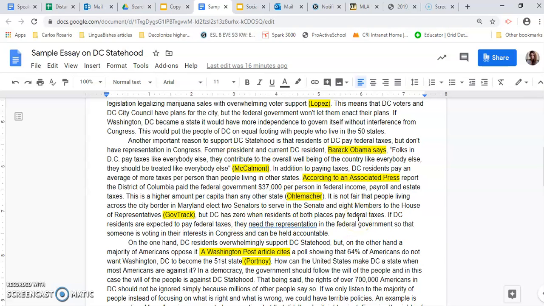My next piece of evidence, again, I'm using according to, and I'm giving the name of the publication because this is a well-known and reputable publication. I paraphrase the piece of evidence that supports my claim. And again, I have the name of the author who wrote this article in parentheses. So you can see that it came from this publication, but this is the specific person who wrote that article.